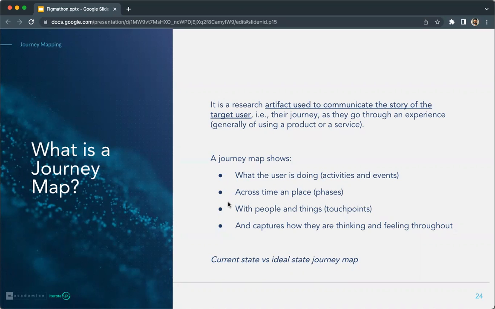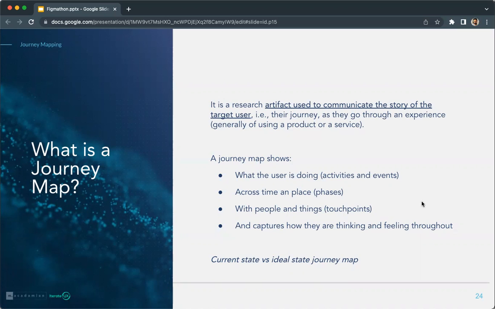Sometimes a design intervention does not have to be a completely new innovative idea. It's iterative, and you're trying to improve the overall experience by looking at these individual phases in the journey and figuring out how can we make this phase better, this phase better, this phase better, and eventually you make the overall journey better. So that's the difference between a current state and ideal state journey map.